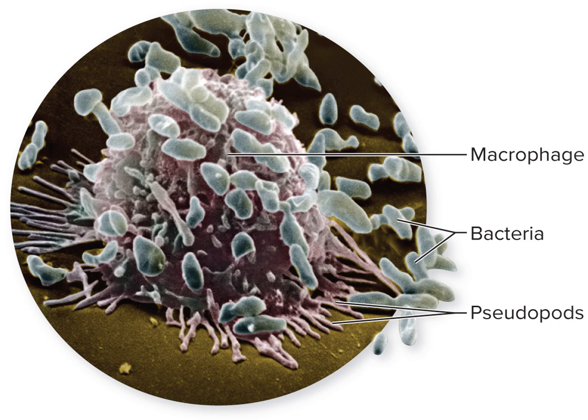And those pseudopods can also surround and engulf one of these bacteria cells, and it will bring that bacteria cell into the macrophage and it will start to chop up that bacteria inside the macrophage into little teeny tiny pieces.